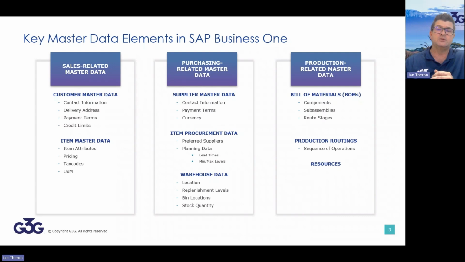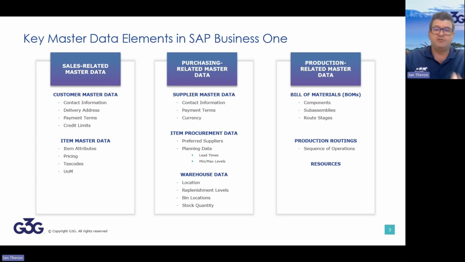So if we move over to our purchasing-related master data, we've got supplier master data that contains information about the supplier, similar to the customer master data, including payment terms, currencies that we operate with, as well as contact details. So accurate supplier data enables efficient order processing, timely payments, and this in turn gives you a stable supplier relationship.